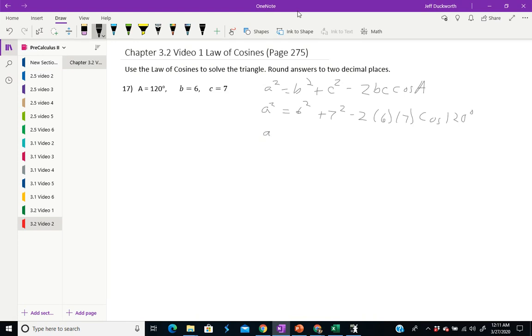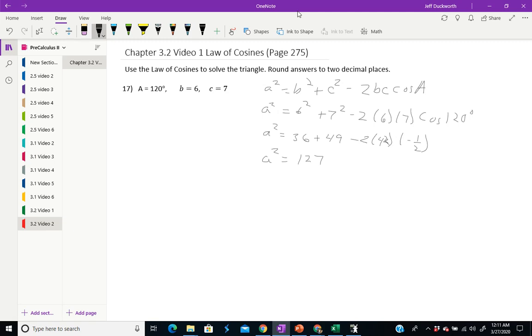All right, so 36 and 49, and what do we have here? Well, cosine of 120 is going to be negative 1/2. So this is 2 times 42 times negative 1/2. So a squared is equal to, the 2s cancel, the negatives cancel, it's just plus 42. So these three add up to 127, looks like. So that's what we have.